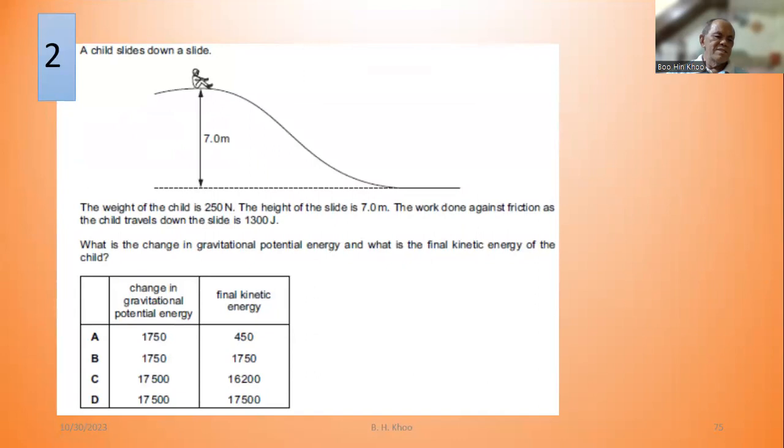A child slides down a slide. The weight of the child is 250 newtons, and the height of the slide is 7.0 meters. The work done against friction as the child travels down the slide is 1,300 joules. What is the change in gravitational potential energy? And what is the final kinetic energy of the child?